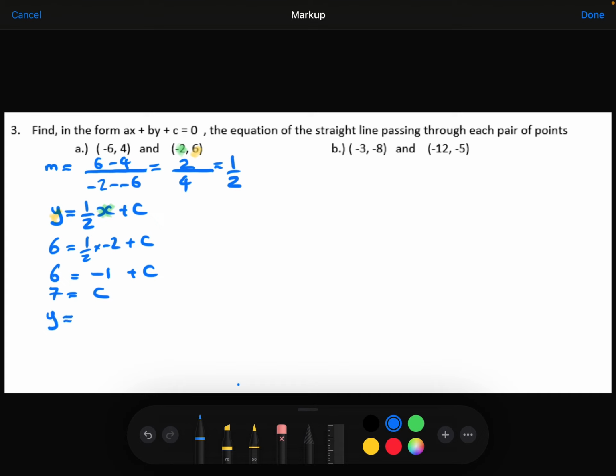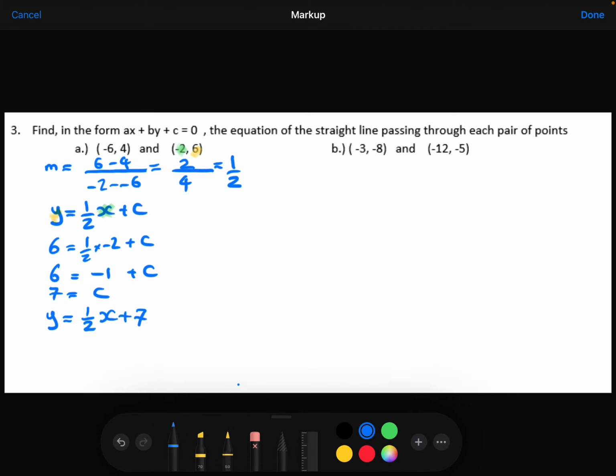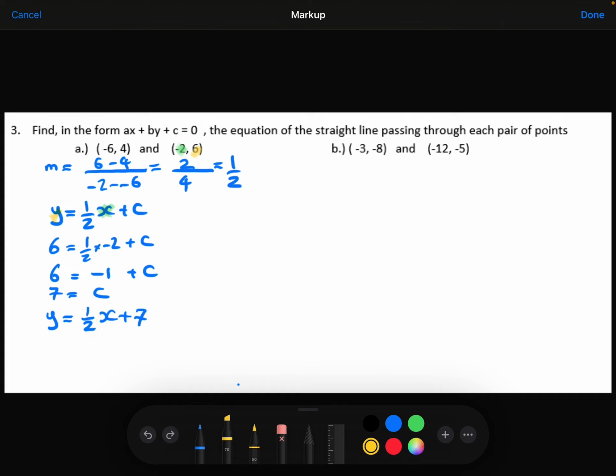So I could now say that the equation of this line is y equals 1/2 x plus 7. But I don't particularly like this fraction here, and it has told me I do need to write it in this form. So from here I'm going to multiply both sides by 2 to get rid of that fraction. So I'll get 2y is equal to 1x plus 7 times 2. And then I'm going to subtract the 2y from both sides so that it equals 0.